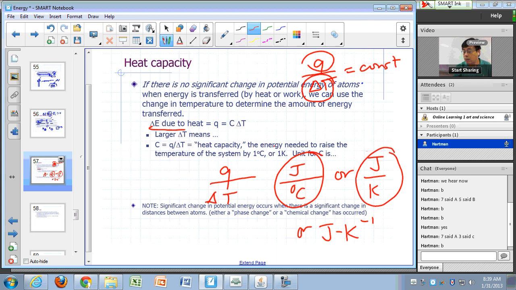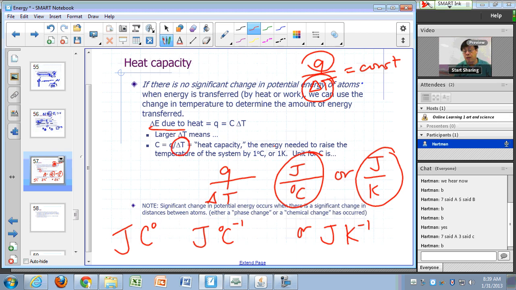Joules times Kelvin to the negative 1. Joules per Kelvin or joules per degree Celsius, or joules per reciprocal degree Celsius. Or in some cases, instead of degrees Celsius, you write Celsius degrees because we're actually talking about temperature changes here.